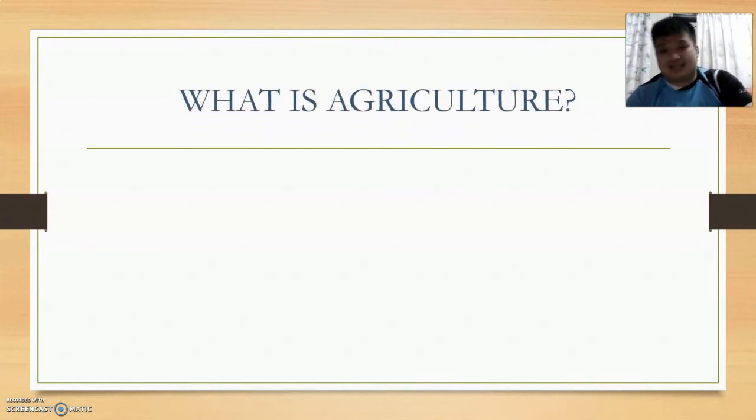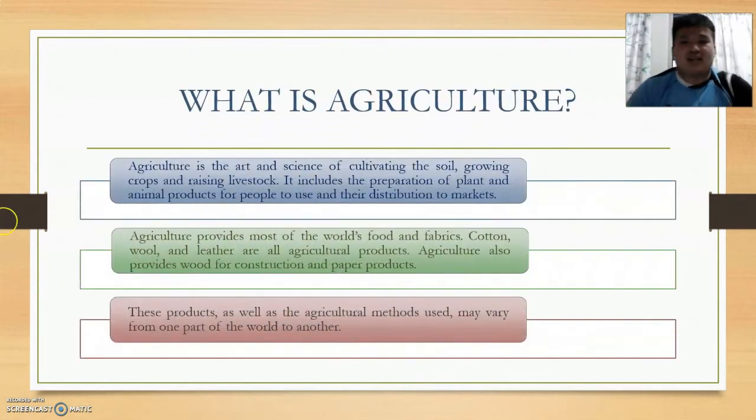Okay, next, what is agriculture? Agriculture is the art and science of cultivating the soil, growing crops, and raising livestock. It includes the preparation of plant and animal products for people to use and their distribution to markets. Agriculture provides most of the world's food and fabric.